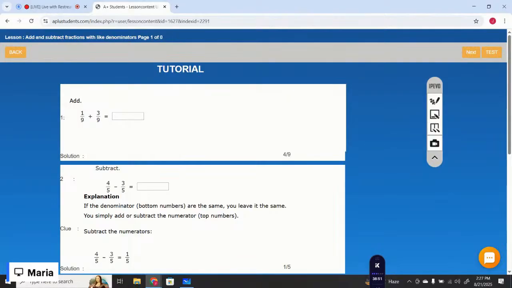One by 9 plus 3 by 9. So they do have exactly the same denominator, right? We need to add the numerators. So 3 plus 1 is 4. That equals 4 over 9. When we have the same denominator, we simply have to add the numerators. So this one is 4. That is 4 over 9. Let's just start with the test questions.